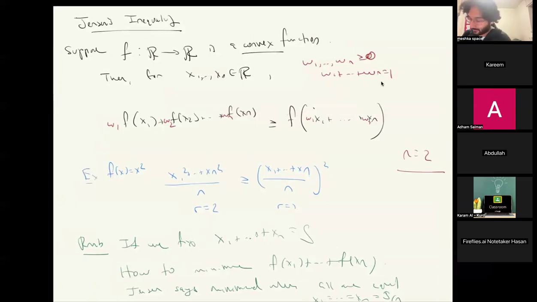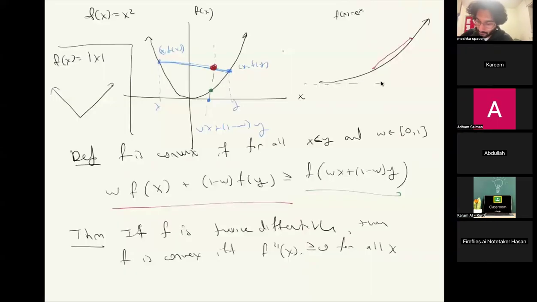So what is going on with Jensen? I'll give the proof, but you'll understand it's almost obvious. Once you understand what it's really saying, it's almost obvious. What it's saying is that for any 2 points, the line between them is above the curve. Okay, good. So that's the n equals 2 version of Jensen.